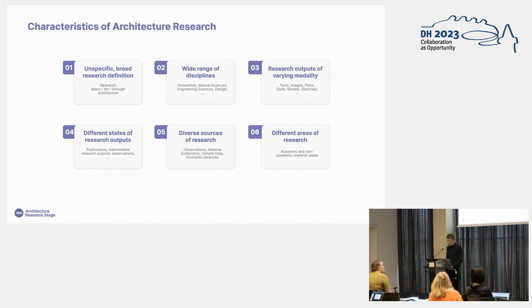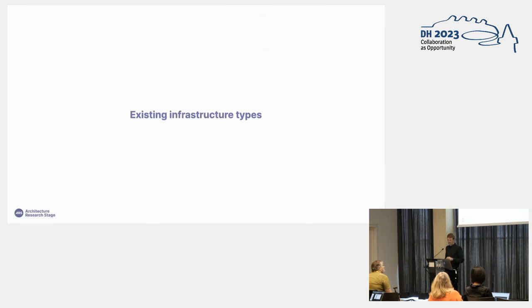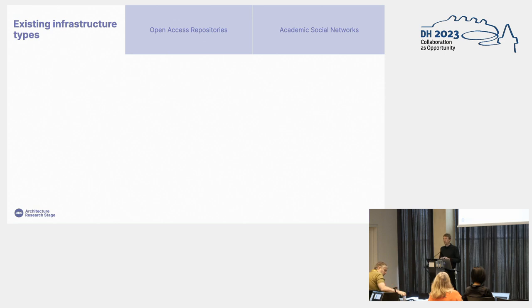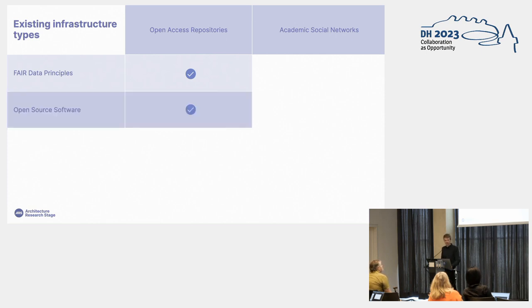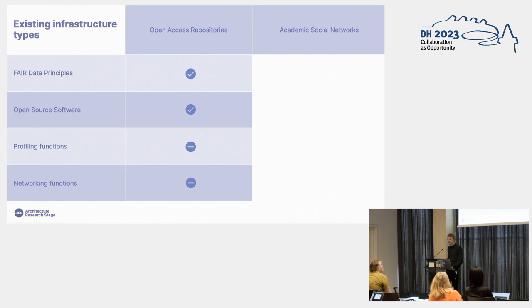So we have a very broad characteristic of architecture research, and looking at the existing infrastructures we can use at the moment, I want to show it in a very simple way. We have these two types: open access repositories, as you know, and academic social networks, these private things. In the open access repositories, we have the FAIR data principles and open source software. But we don't have profiling functions, and we don't have networking functions. These last two are, of course, what academic social networks have, and that's the reason why there is so much research inside academic social networks like ResearchGate or Academia.